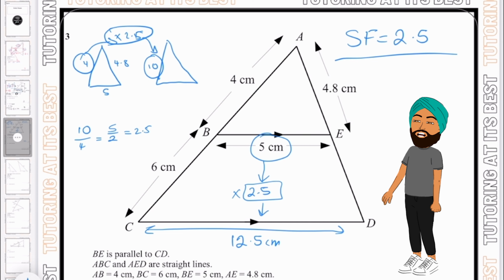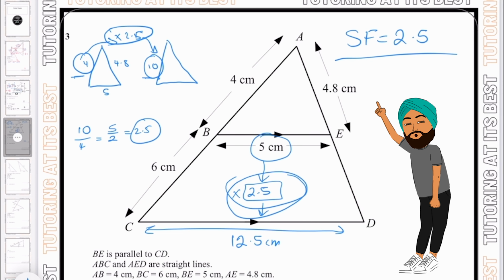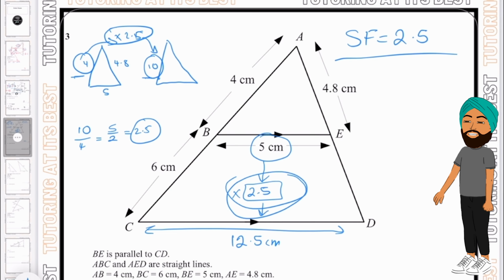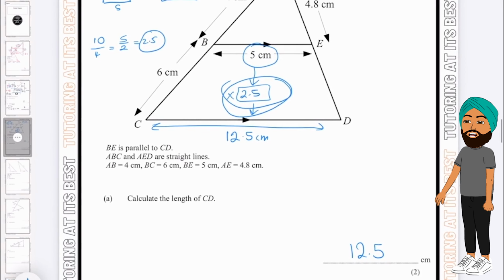I've then found one side that is the same for both triangles, and in this case, it was 4 and 10. I've then divided 10 by 4 to get my scale factor, which is 2.5, and then used that and multiplied it out with my B to E to get my C to D, and there we have our answer.